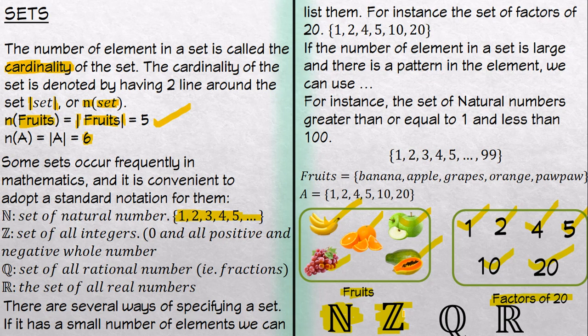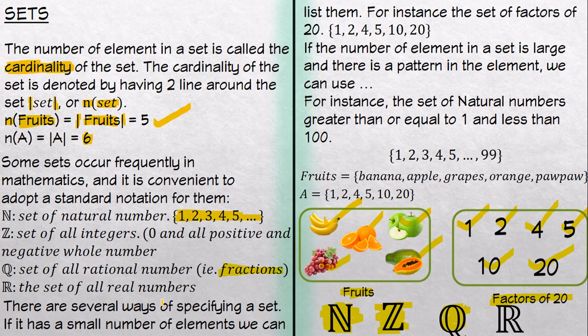Then we also have the set of all rational numbers. When we talk of rational numbers, they are numbers that can be expressed as fractions, numbers that can be expressed as fractions. And they are denoted by the letter Q.